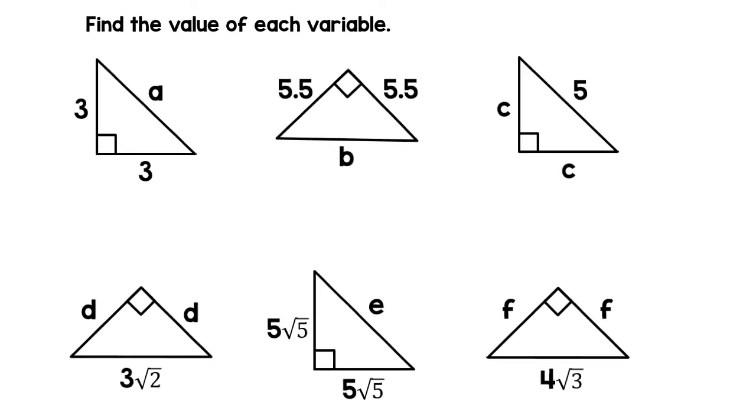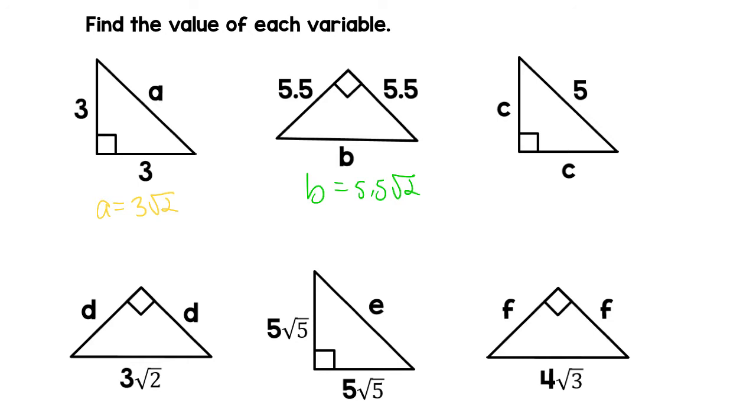So we want to find a. We have our two legs are 3, and the hypotenuse is a. So that means a is just 3 times the square root of 2. We're going from a leg to hypotenuse, we just multiply by square root of 2. 5½ are both legs, and we want to know b. Well, b is 5½ times the square root of 2.